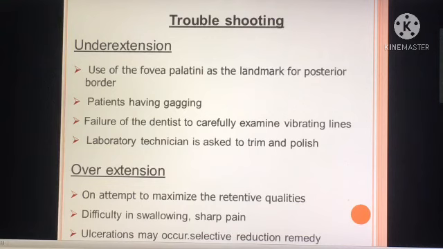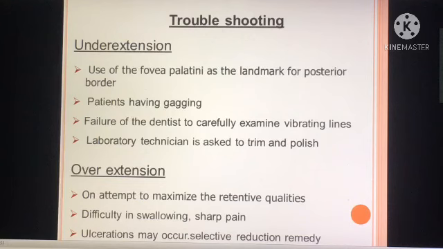Or else you can make a well polished denture base on the master cast and then ask the patient to wear it in the comfort of his home, and that will help the patient to adjust to the denture. The next reason for under extension is the failure of the dentist to carefully examine the vibrating lines. Proper visualization will avoid this error. Then the laboratory technician is asked to trim and polish, as we have seen in mechanical scraping of the master cast. He will scrape according to his dexterity, and that can result in under extension of the posterior border.